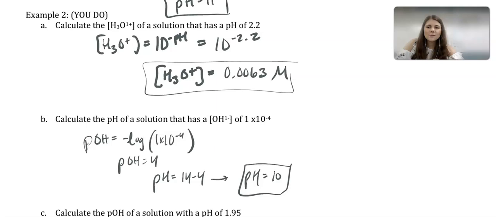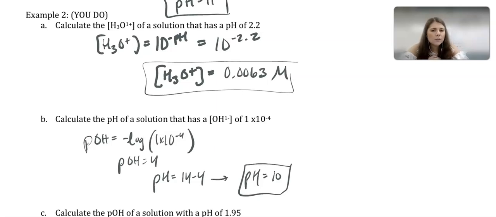All right, let's go over these answers. So first one, calculate hydronium in a solution that has a pH of 2.2. I know this equation is not on your equation sheet, but we do still have to get this down. To get hydronium, we did 10 to the power of negative pH. So here I did 10 to the power of negative 2.2. I got my hydronium as 0.0063 molarity.